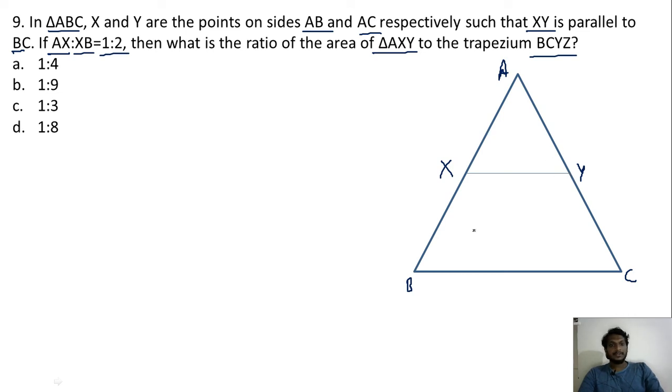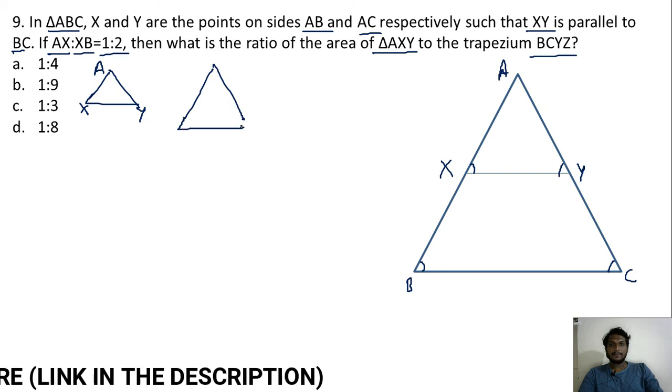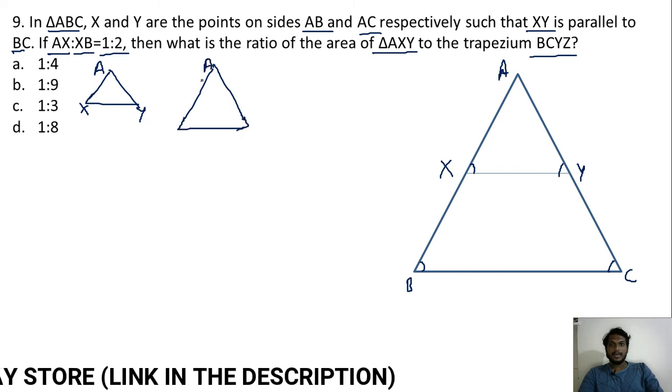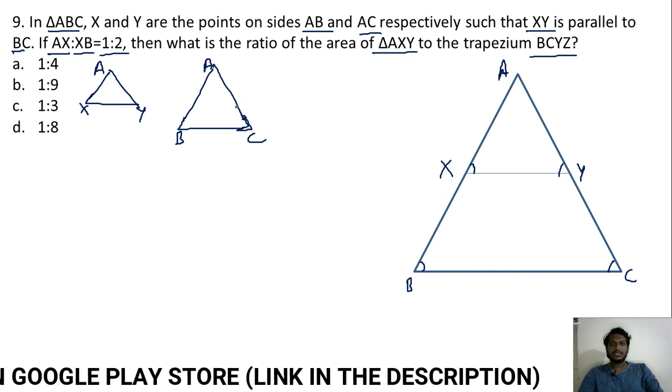When XY is parallel to BC, here angle AXY will be equal to angle ABC. Similarly, angle AYX will be equal to angle ACB. Here we have two similar triangles. One is AXY and another one is ABC.